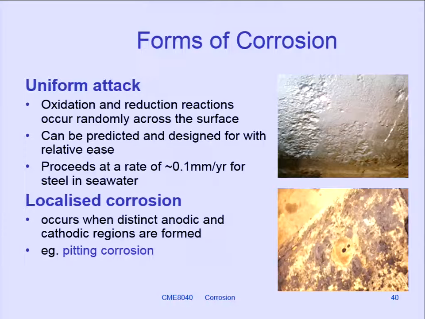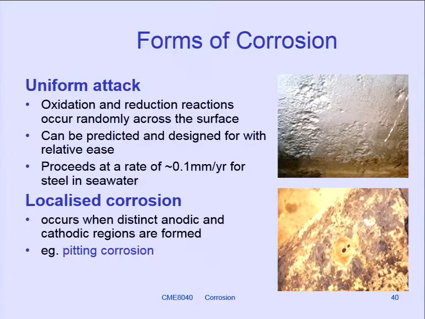It all goes wrong once you start getting localized corrosion because the anode is locally focused in one area. The structure appears to be in quite good condition, except for that one area where you get the failure, whatever it is. And the example there is just a pitting attack, which I'll show you some more about later on.